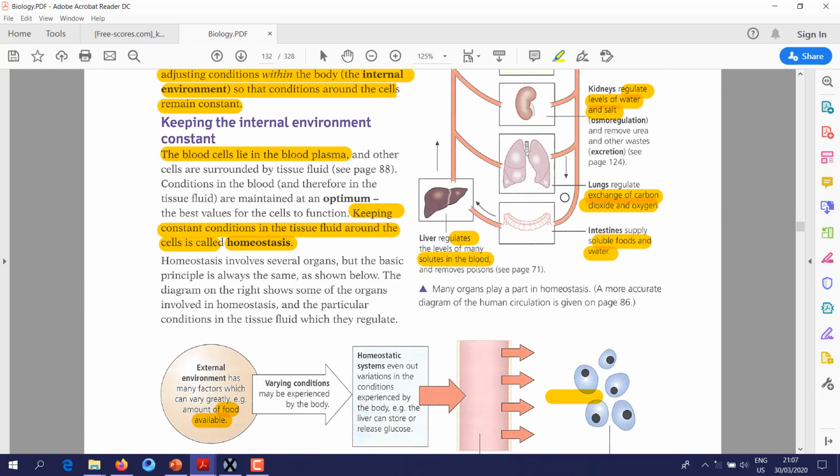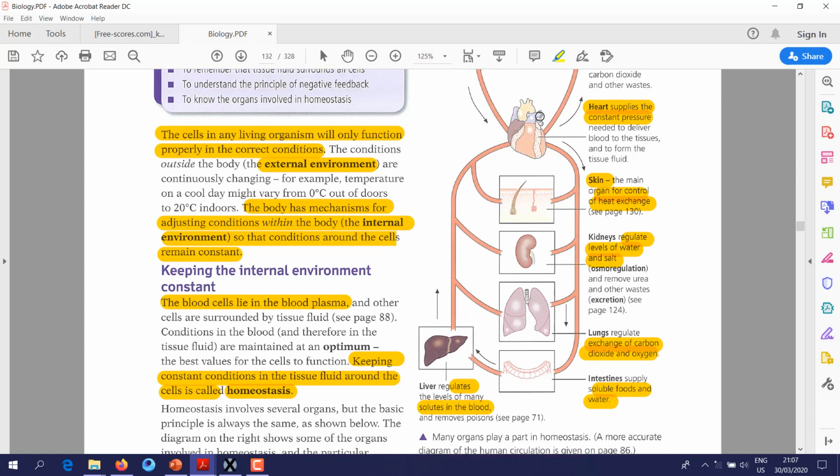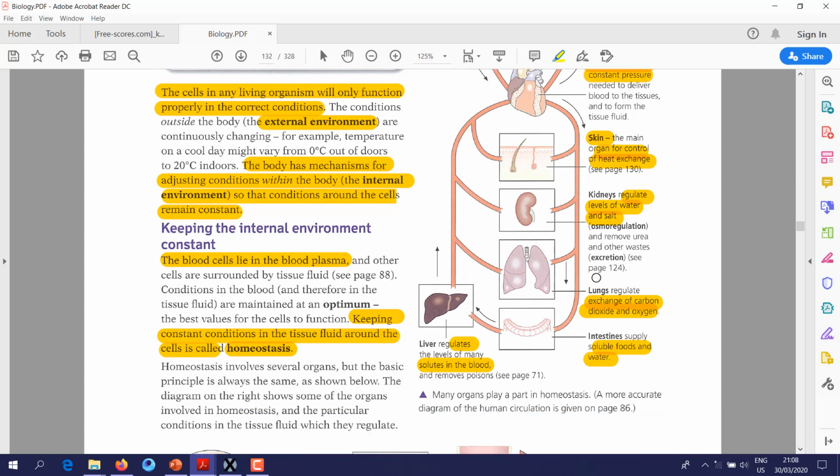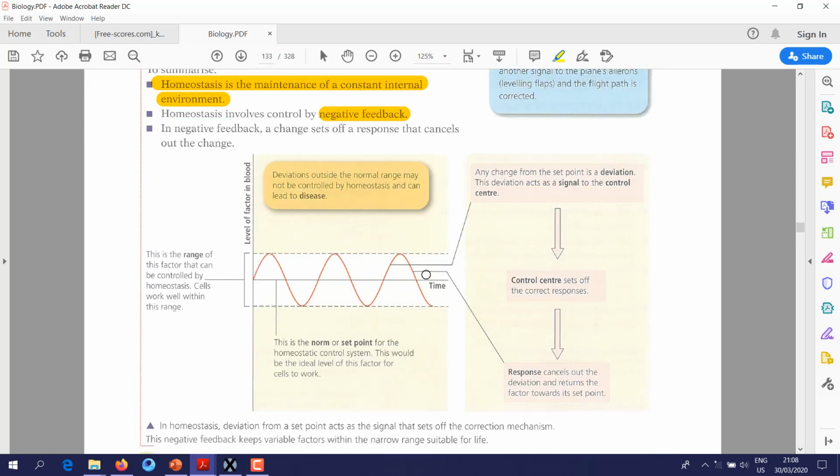Your skin will detect a change in the temperature. Feedback will go to the brain. Then the brain will send an order to the skin receptors. When the temperature is in the normal range, the receptors will again give feedback to the brain. So all of homeostasis depends on feedback.